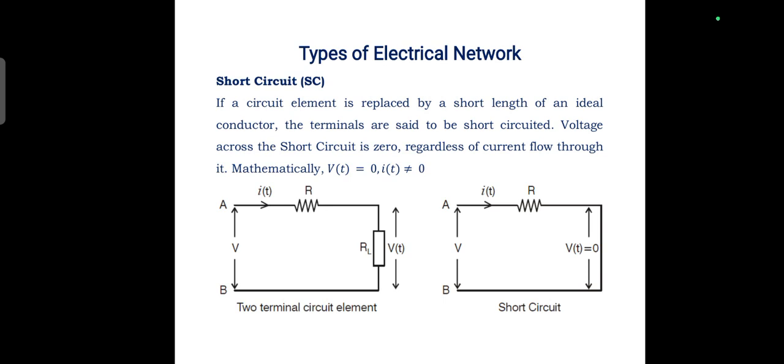So here you can see this in this network. Here the voltage source V is connected to the load RL through the resistance. Here we are removing this RL, that is the load resistance, and we are connecting these terminals directly. So here it is called a short circuit. Here the voltage across this will be equal to 0.